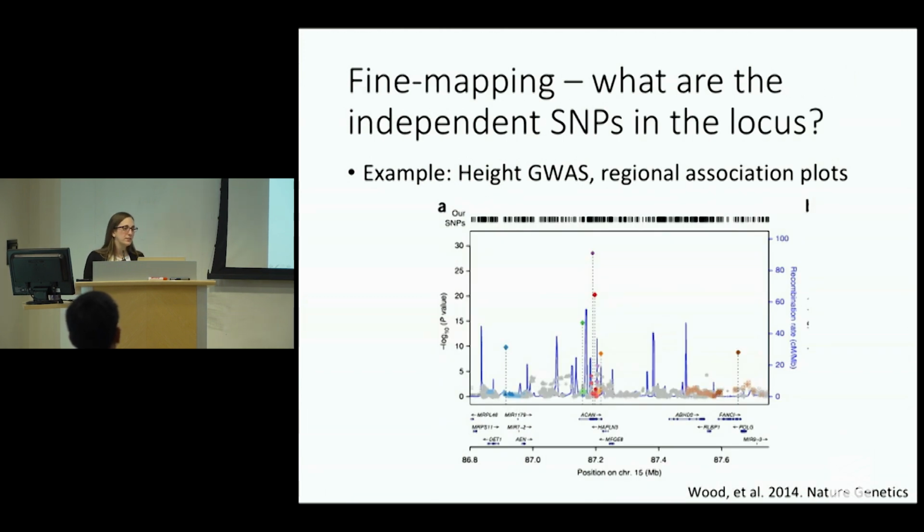Fine mapping is looking at what the independent SNPs are in the locus. This is a locus zoom plot around a particular region that was of interest in a height GWAS. And what they did was, this plot highlights what is significant after doing a conditional analysis. So they conditioned on the SNPs and then saw how that changed the significance and effect sizes of the SNPs in that region to be able to determine which SNPs were independent within the locus.